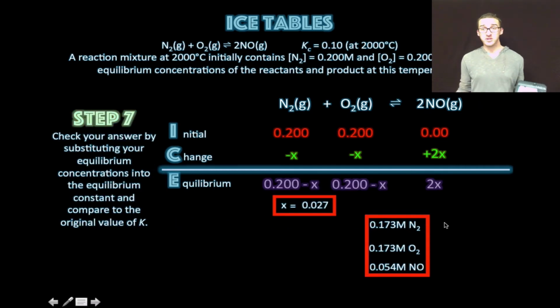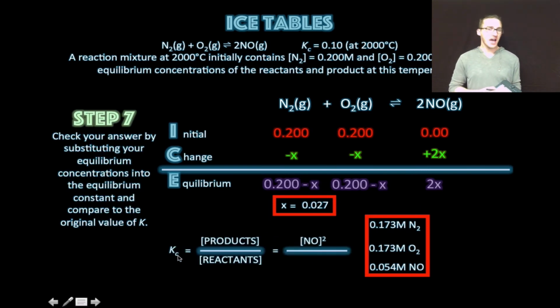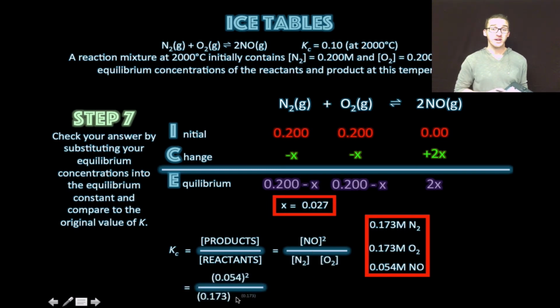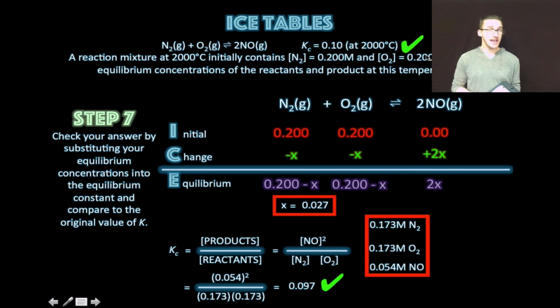Now, we've answered this question, we've determined the equilibrium concentrations. But a great final step, step 7, check your answer. Sub your equilibrium concentrations into the equilibrium constant expression and see how it compares to the original equilibrium constant value. Again, recognize how we define the equilibrium constant for this reaction. Plug in your equilibrium concentration values, which we just solved for, and determine the value of the equilibrium constant. Compare. Ding! Ding! Now, although they're not identical, considering the rounding we did with significant figures, these two match up.